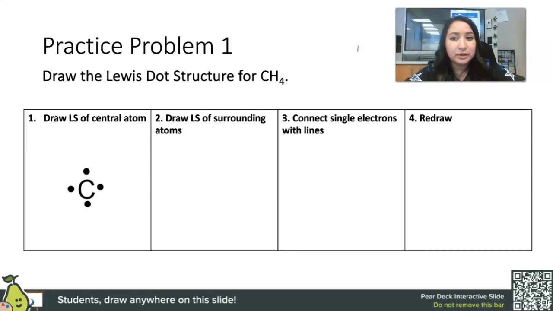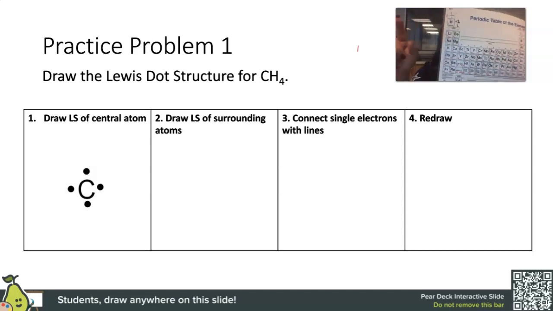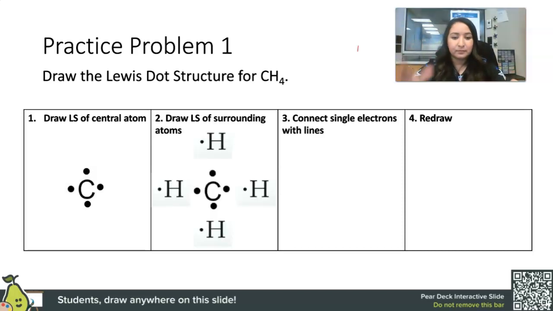Okay, so hopefully you guys already drew it. Press play. You're going to have to be pausing and playing a lot. So you have to draw 4 H's around. Because hydrogen is on the first column of the periodic table, it has 1 valence electron. So it should look something like that.